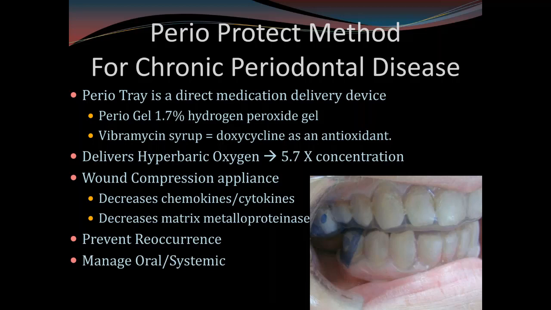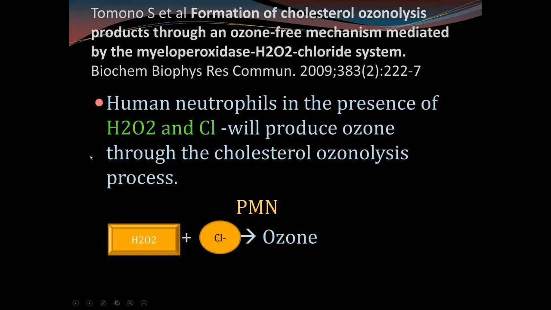Now, one last aspect. Why did we add salt to this process? Well, the human polymorphonuclear leukocyte will, in the presence of hydrogen peroxide and chlorine, produce ozone through a cholesterol ozonolysis process, which is a completely natural process. It is therefore within the guidelines of the AMA and ADA. It is a naturally occurring situation. You're not having to make a substance and put it into an area.